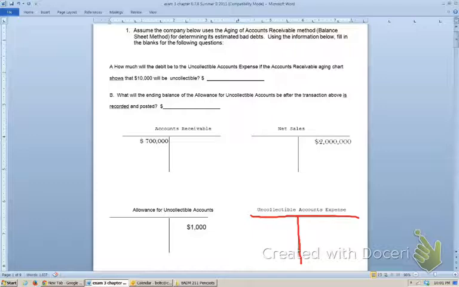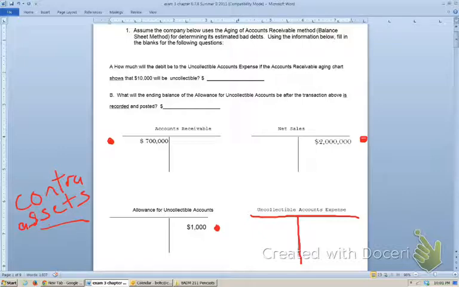So for this company, there is $2 million worth of sales. There's $700,000 worth of accounts receivable, and they've already got an amount of $1,000 in the allowance for uncollectible accounts. By the way, this is a contra asset with a credit balance. It's used to collect the estimated amount for the allowance for uncollectible accounts.